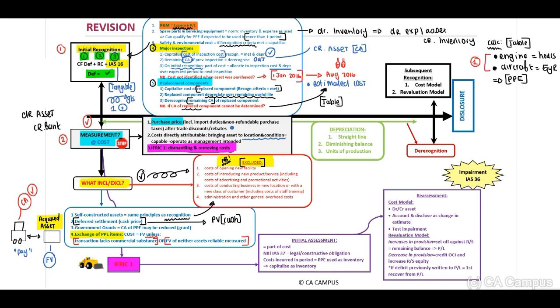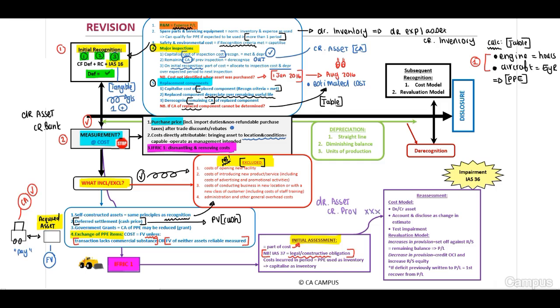On initial assessment, we need to identify from the information provided if there is any dismantling costs. It is important that you need to know that there has to be a legal or constructive obligation before we are able to recognize dismantling costs. If our answer is yes, we need to recognize dismantling costs as part of our asset. Therefore, you will have to debit your asset and credit your provision for dismantling costs.